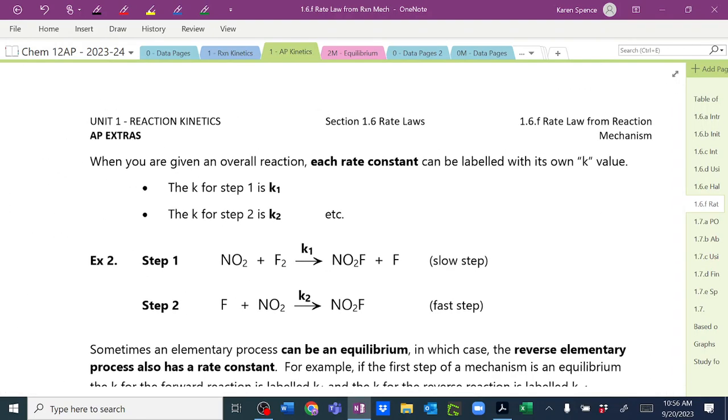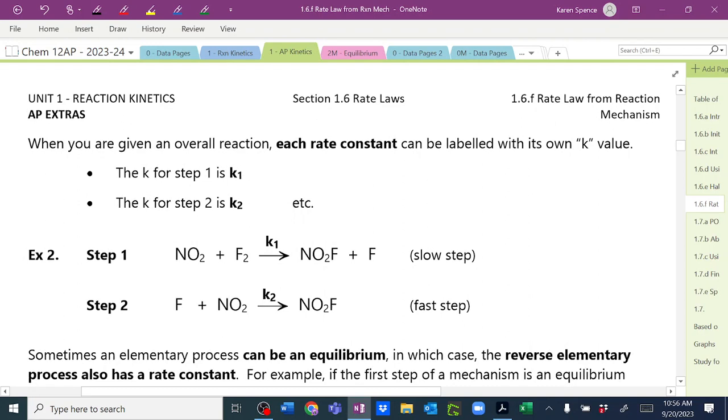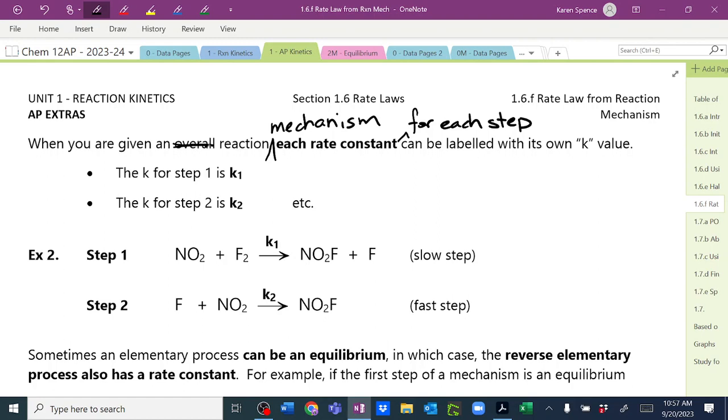All right. Now, when you're given an overall reaction mechanism, each rate constant for each step can be labeled with its own k value. So when you are given a reaction mechanism, each rate constant for each step can be labeled with its own k value. The k for step 1 is called k1. The k for step 2 is called k2. Shocking, yes? Okay.